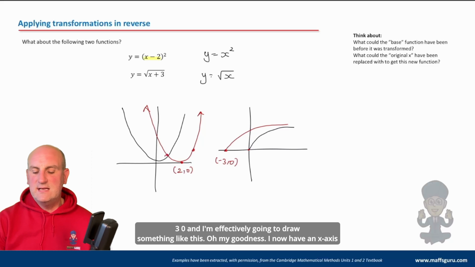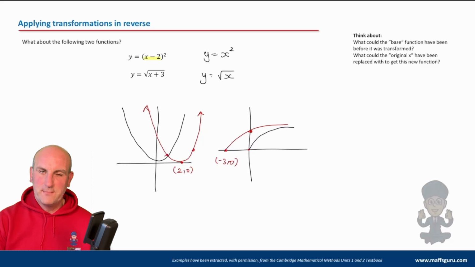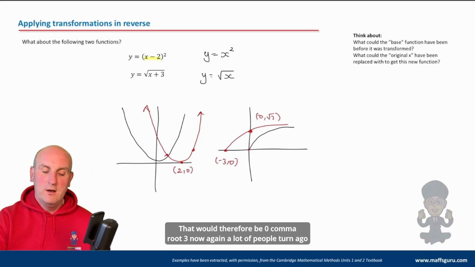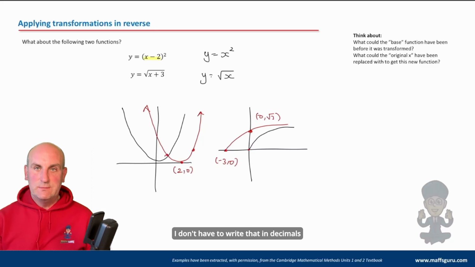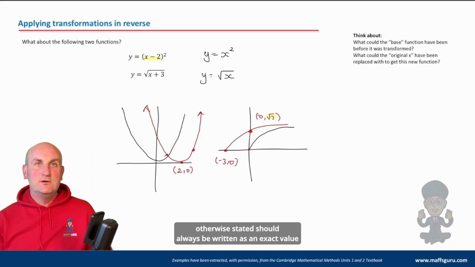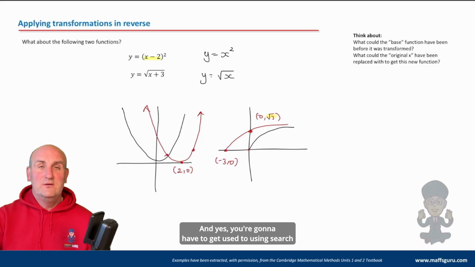Oh my goodness! I now have a y-axis intercept. I would have to find that there. And x equals 0. That would therefore be 0, comma, root 3. Now again, a lot of people turn around and go, do I have to write that in decimals? No, you don't write it in decimals because methods, unless otherwise stated, should always be written as an exact value. And yes, you're going to have to get used to using surds.